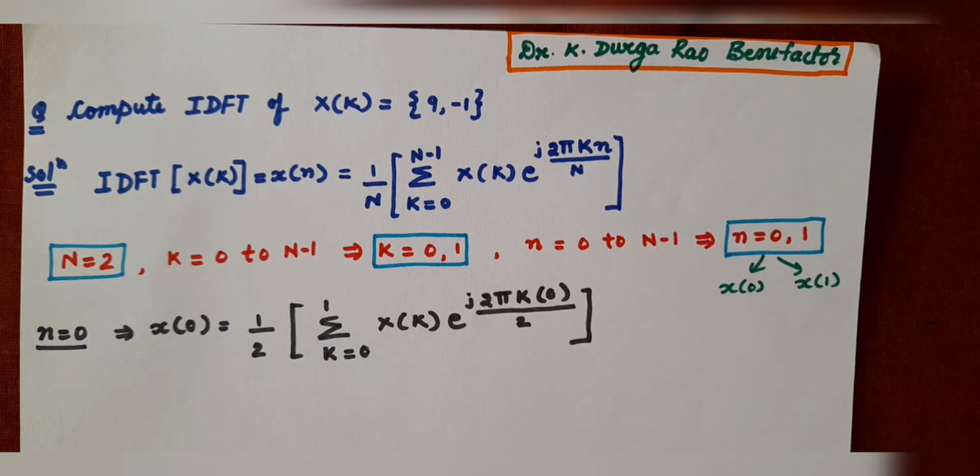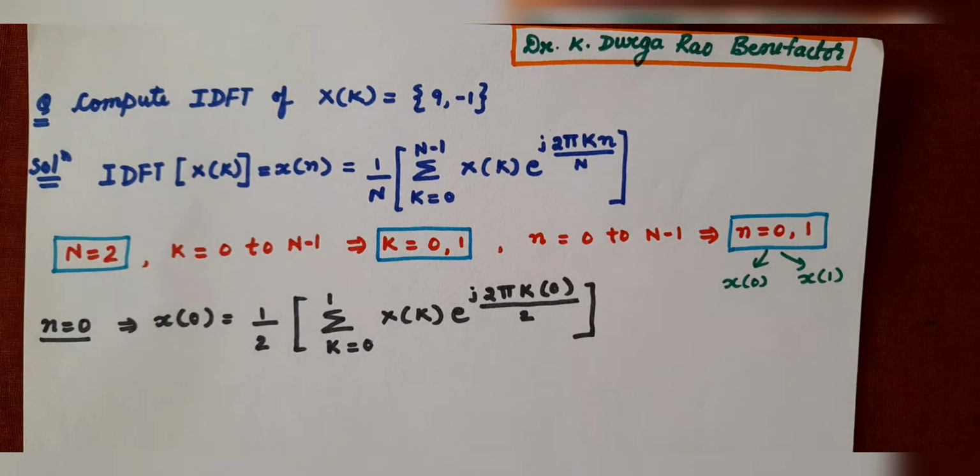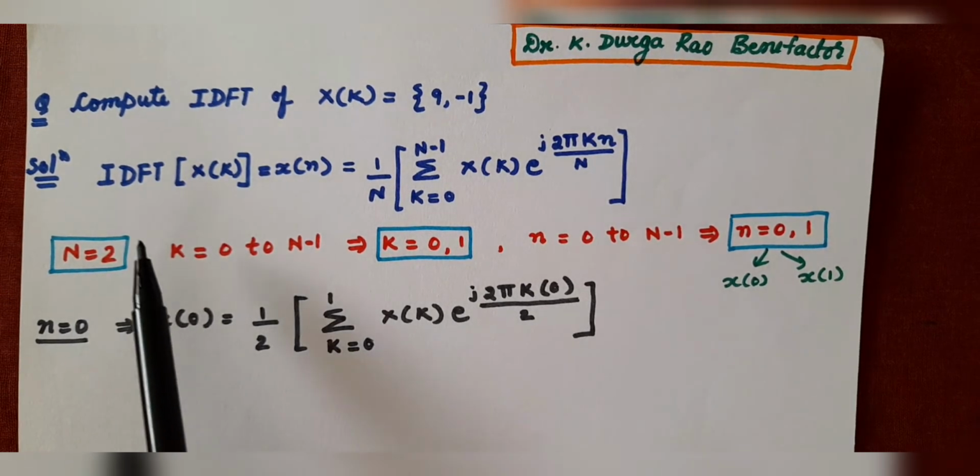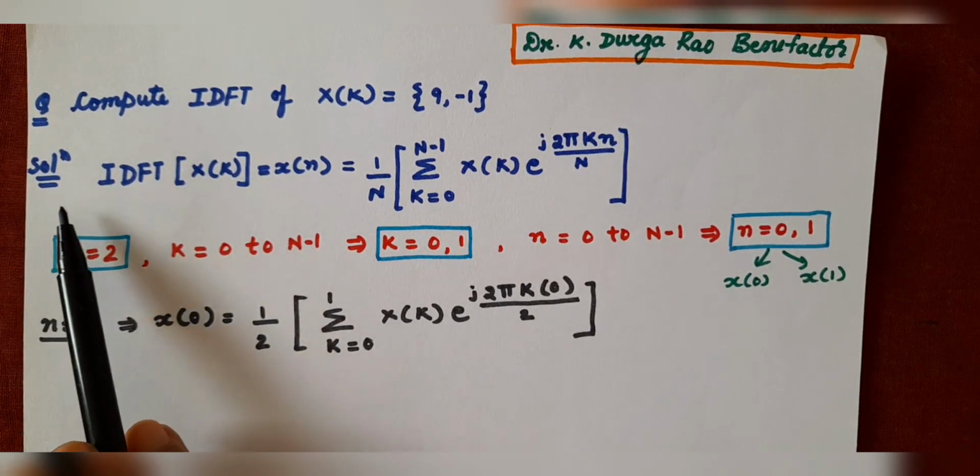Hello dear students, today the topic of the class is computing IDFT using direct method or by formula method, which I have explained using a problem. Okay, let us start the problem. The given question is compute IDFT of capital X of k, which is given as 9 comma minus 1. It's a 2-point DFT. So what we are doing? Let us start the solution.